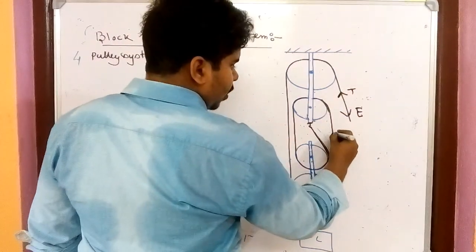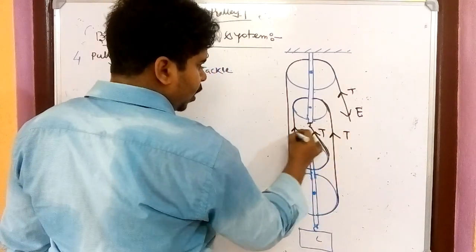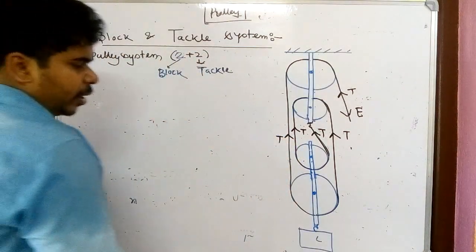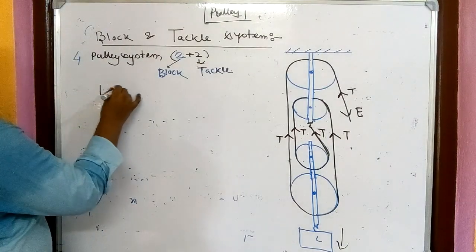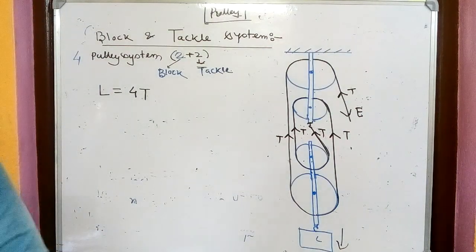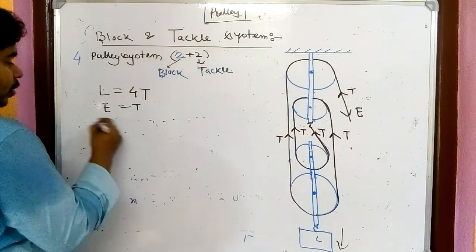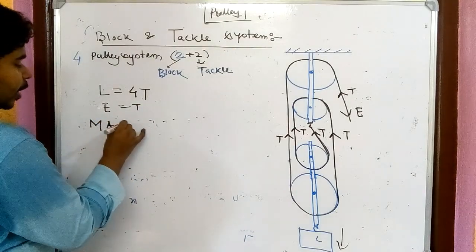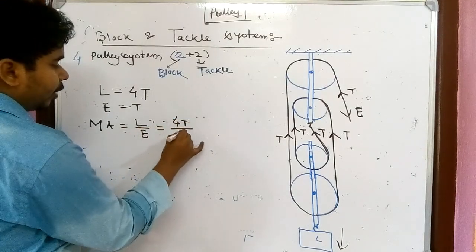Now, effort is acting here. Tension in the strands: number 1, number 2, number 3, number 4. Load is acting downward. We can write that load is equal to 4T because the tension in the 4 strands balances the load, and effort is equal to T. If the whole effort is utilized, then mechanical advantage is load by effort, 4T by T, it is 4.